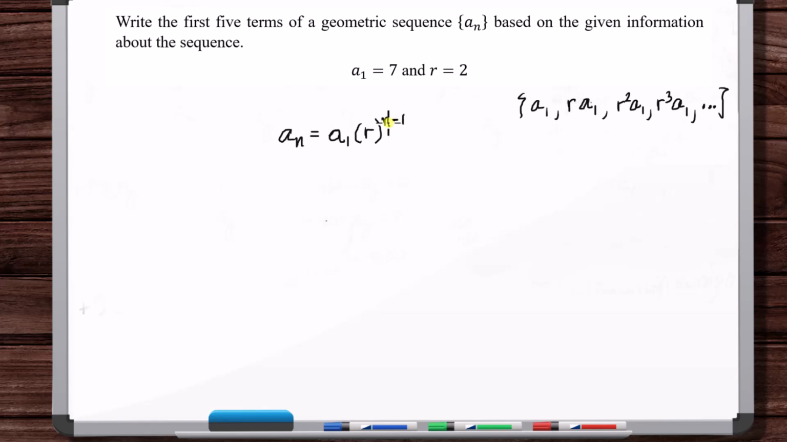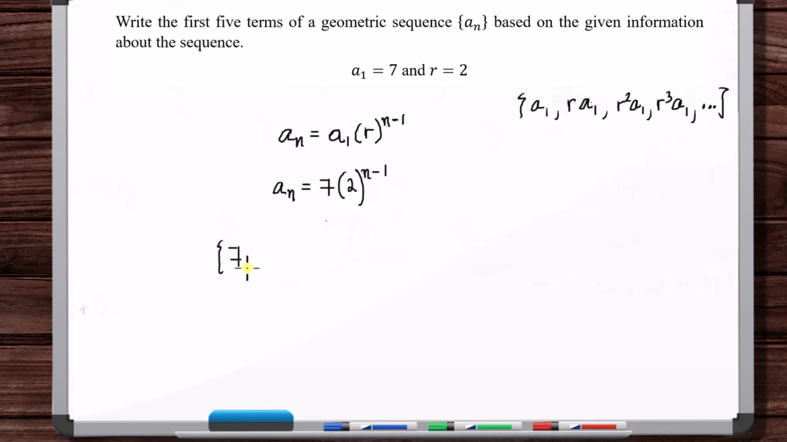Just make sure that the exponent of this r goes to 0. Okay, so what we've got is adding what they give us. You've got 7 times 2 to the n minus 1 power. Okay, so it might not have been necessary to write this formula, because we could have just said, okay, we start at, we should have done this.